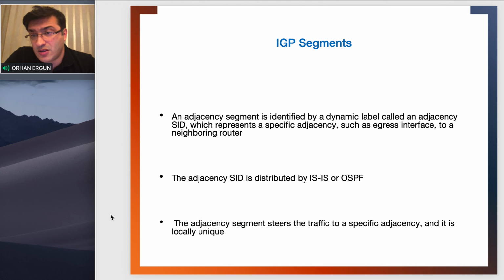As I said, it is for traffic engineering purposes. We use it for traffic engineering. Do you have to? No.